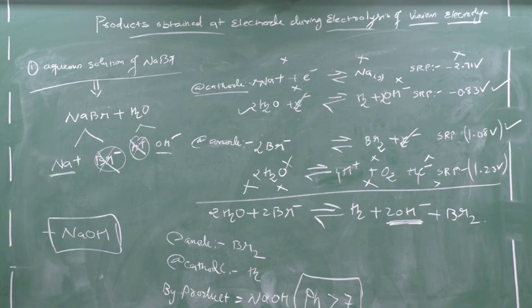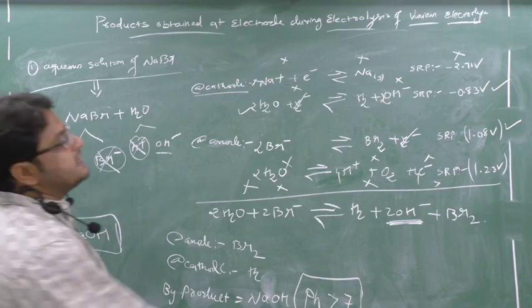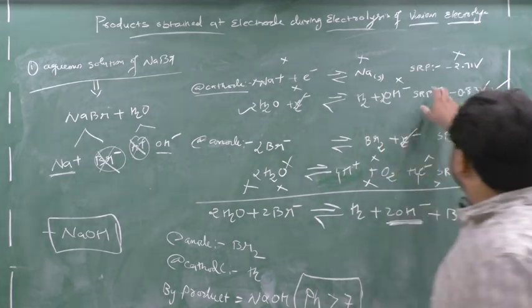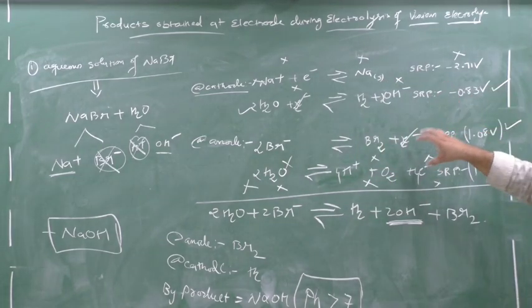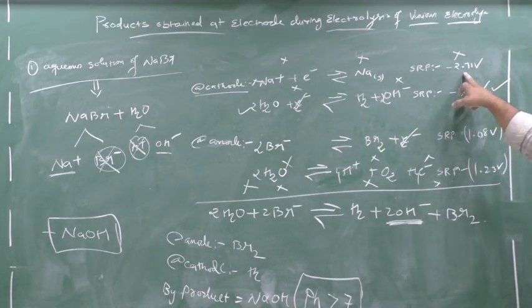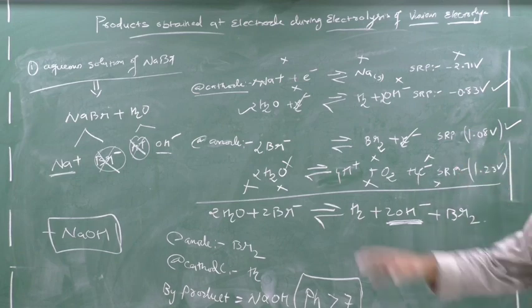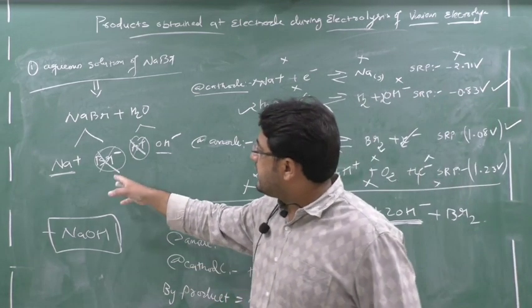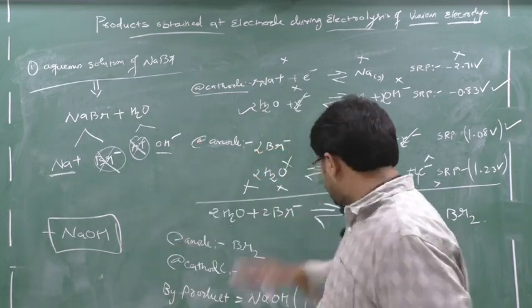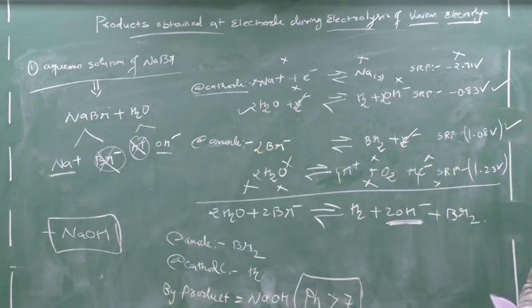Understood this portion? Clear? Just to remember the SRP, do a race between SRPs. At the cathode who will win? The more value of SRP. At the anode who will win? The less value of SRP. Check it out. See what things are cancelling, what they are converting into, and what is remaining. Combine that portion and start to solve the problem.